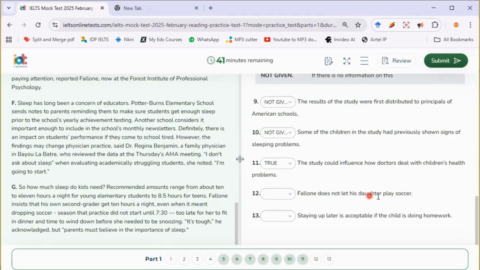Fallon does not let his daughter play soccer. He lets her play now. It's only when the thing wants to interfere with sleep. So what do we pick here? This one is going to be false. The thing is complicated. That's what I will put. He lets his daughter play soccer, but if the thing will interfere with sleep, he's going to suspend the soccer. That's what happens. So this statement number 12 is false. Then number 13, staying up later is acceptable if a child is doing homework. Homework. Is there anything like homework here?